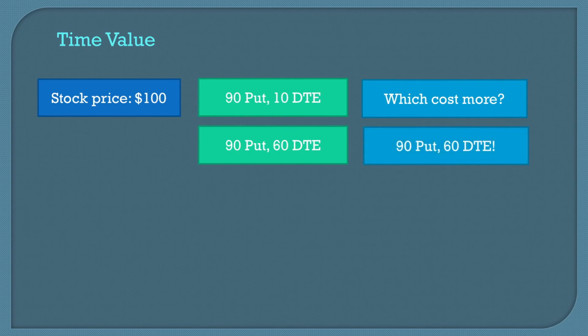The $90 put with 60 days to expiration will cost more. And why is that so? We know that both puts have no intrinsic value currently because their strike prices are below the current stock price. So when you purchase them, you are paying for the extrinsic value. Extrinsic value can be thought of as paying for the future possible value of the option.